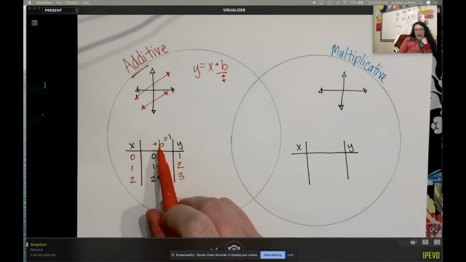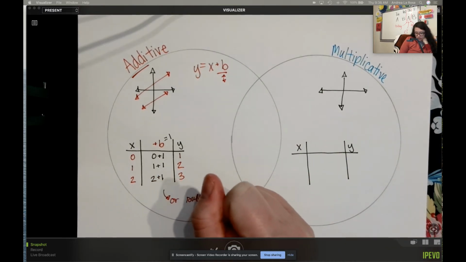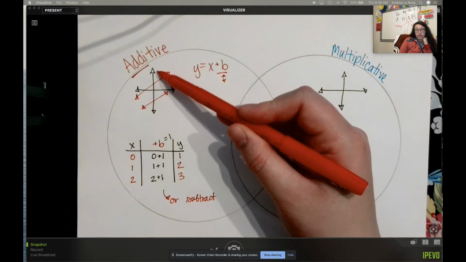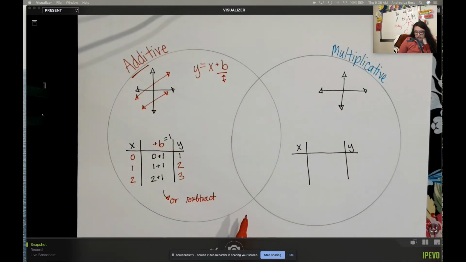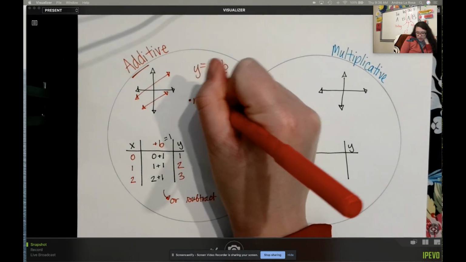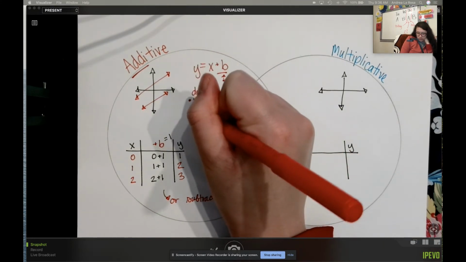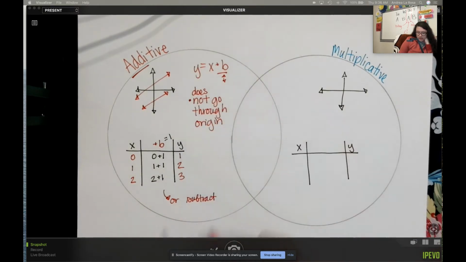So we're either going to add the same number over and over again, or we're going to subtract. If I add, it's going to be above the origin. If I subtract, it's going to be below my origin. So that's the additive property. Like we saw there, it does not go through the origin. But it is a straight line, it just doesn't go through the origin.